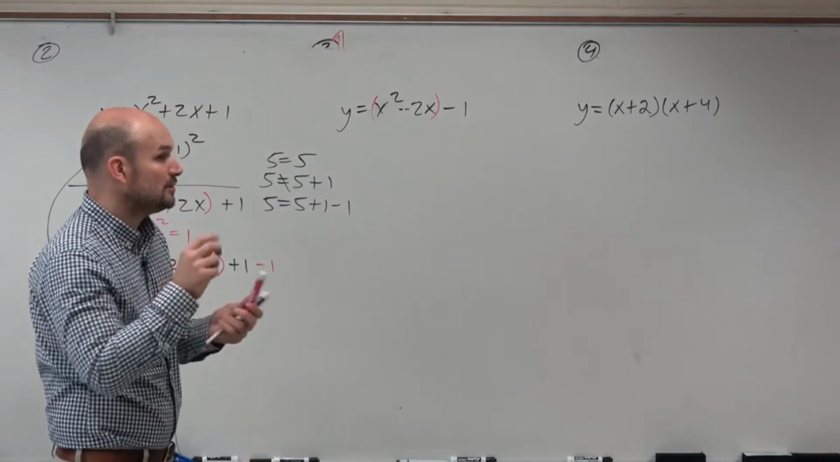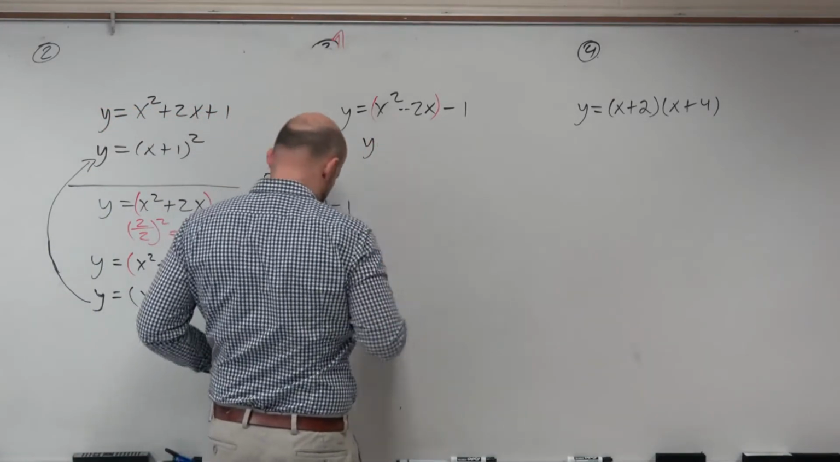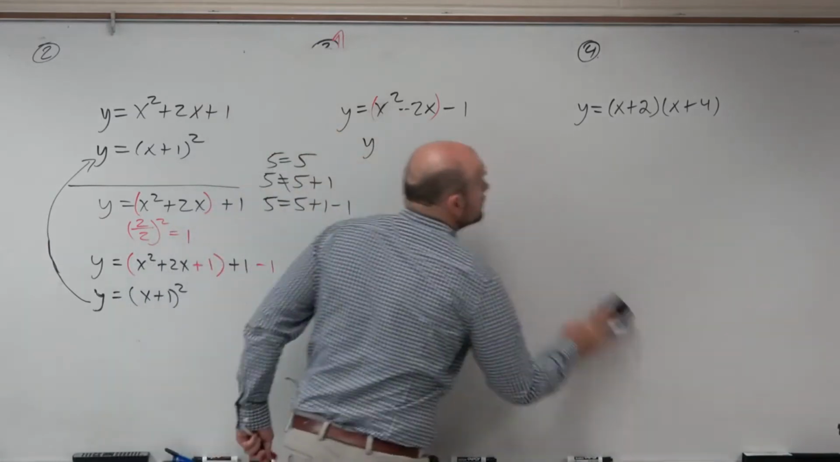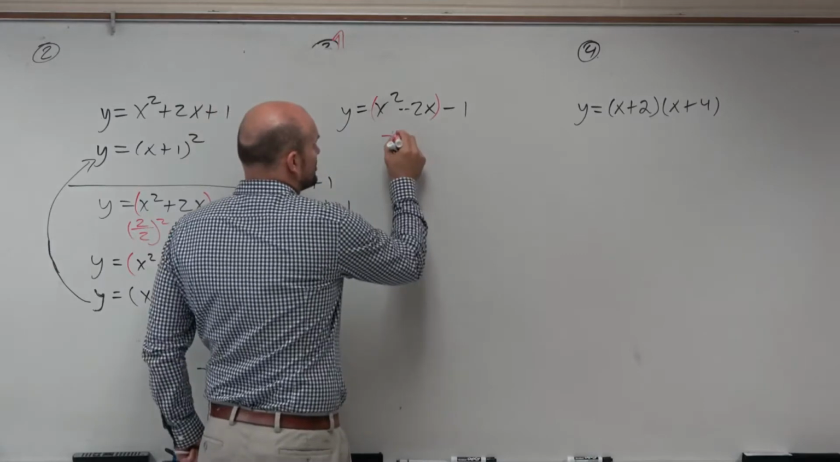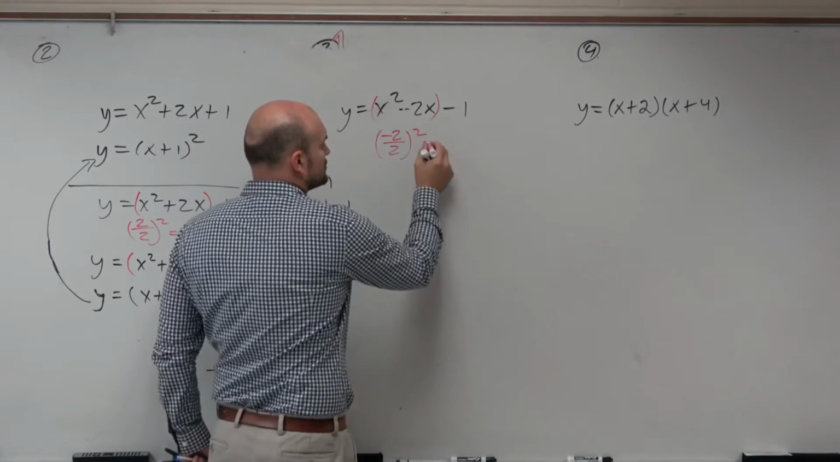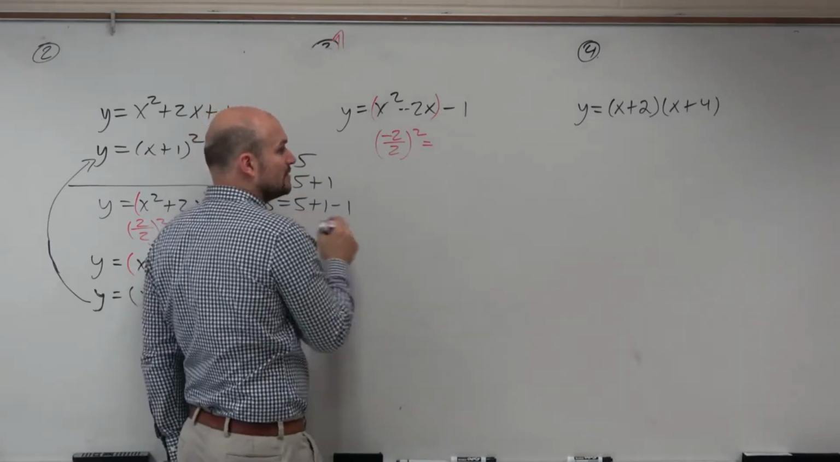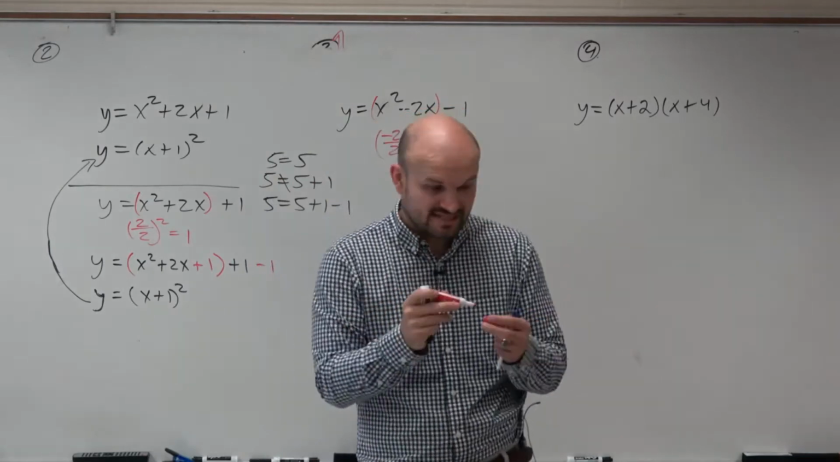OK, now my middle term is -2. So I'm going to have y. Oops, I'm sorry. So now my middle term is -2 divided by 2, and square it. So -2 divided by 2 is -1. -1 squared is 1. So I'm adding the same number in this case, and that's fine.